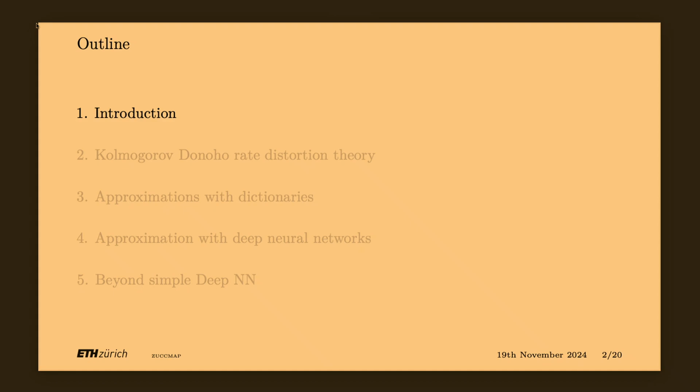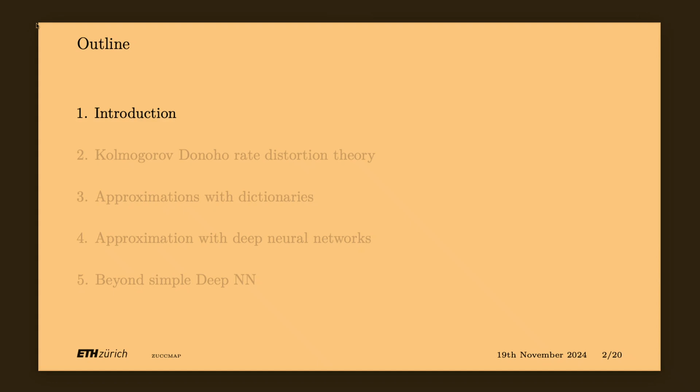We'll first introduce this Kolmogorov-Donoho rate-distortion theory. Then I will use this framework for approximation with dictionaries. Then I will take some ideas from this approach, extend those to neural network approximation, and at the end show that neural networks are actually optimal for the approximation of most of the function classes that we know.